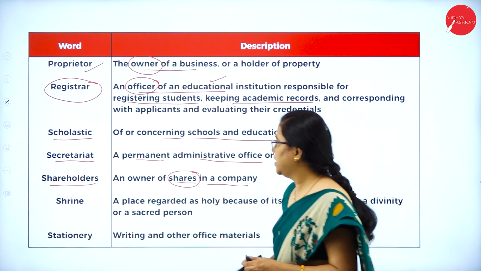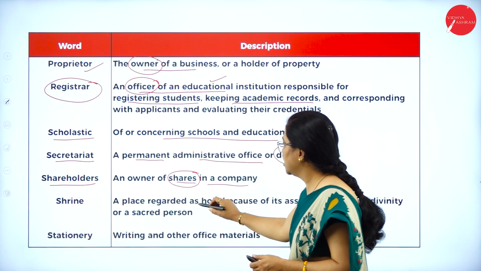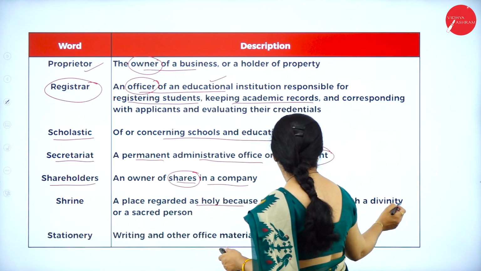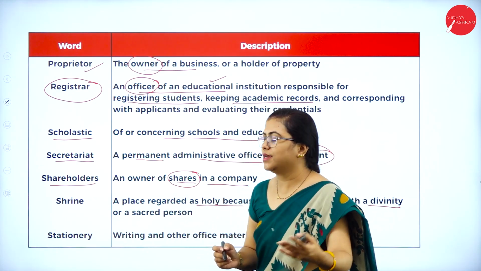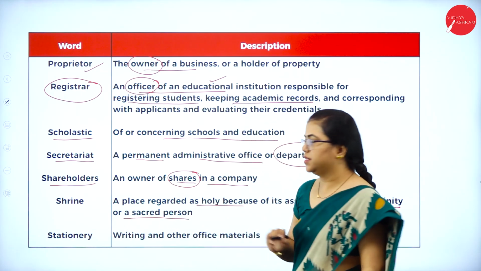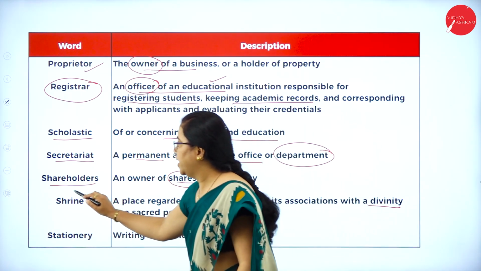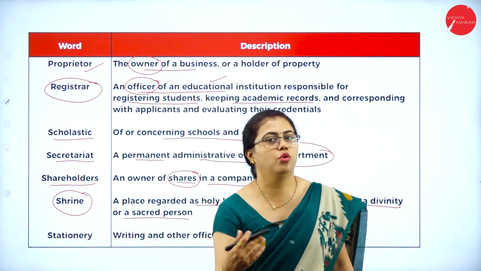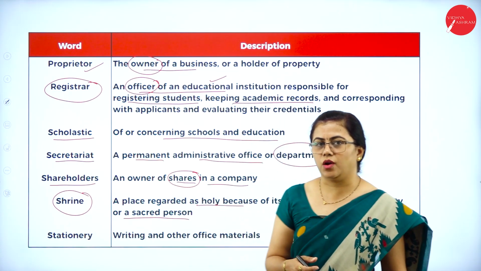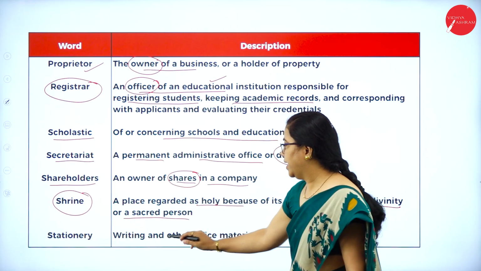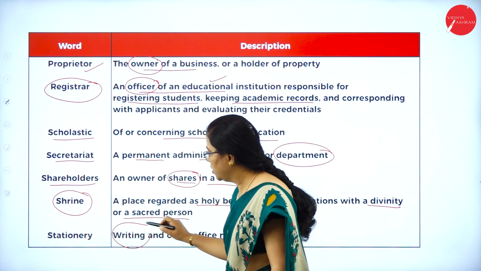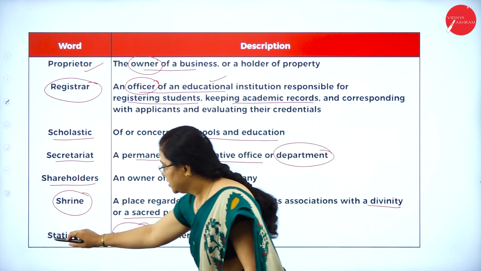Then a place that is regarded as holy because of its association with divinity or something related to God, or a sacred person, that place is called a shrine. Whenever you go on a pilgrimage, you go to a shrine. Then writing and other office materials, very easy. Materials that are related to writing are called stationery.